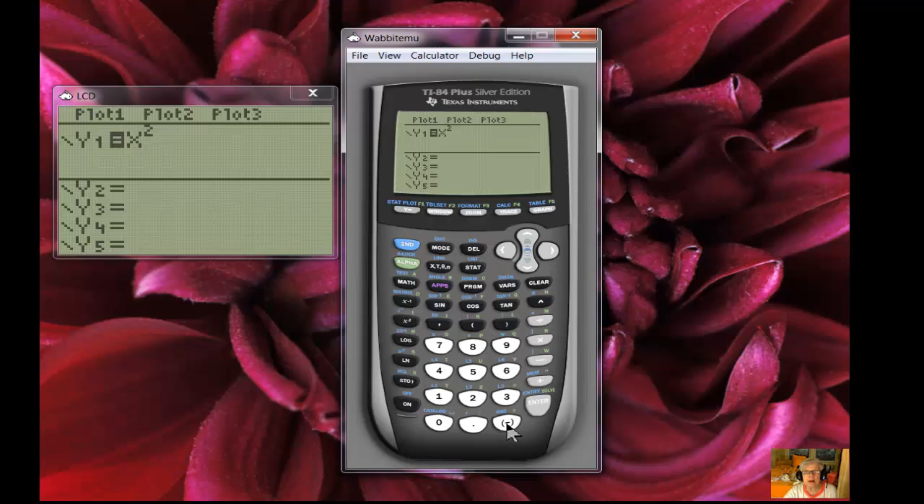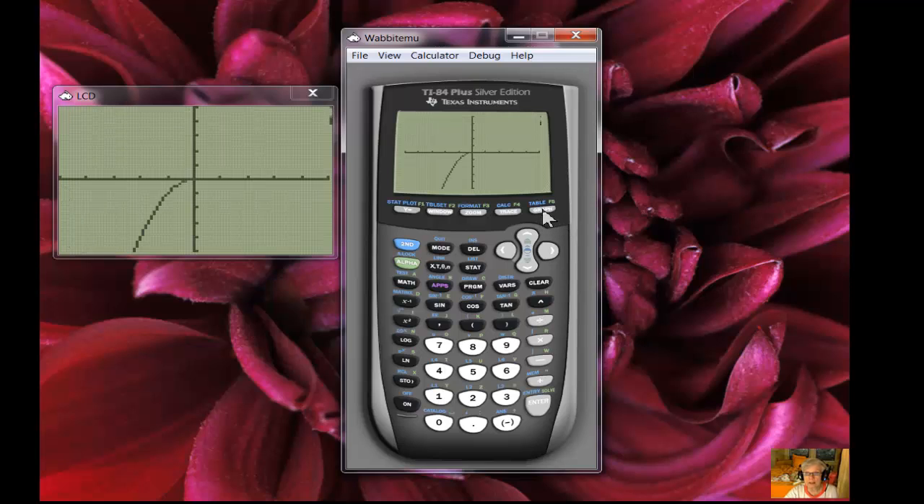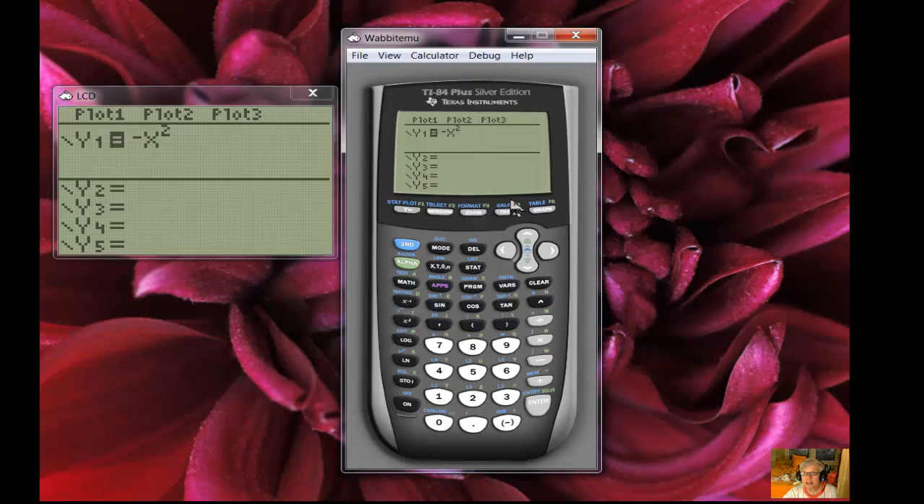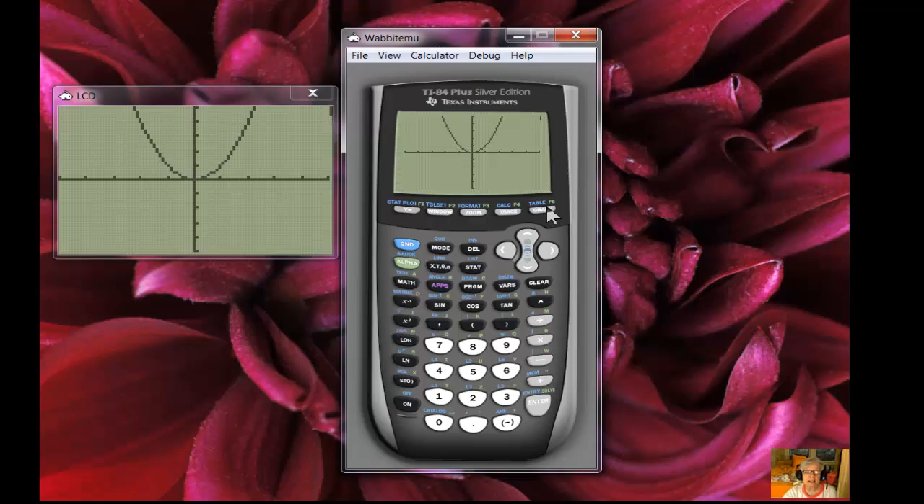And what I want to insert is a negative sign right there. Okay, and now I'll move over to the end so you can see it. I now am going to graph y equals negative x squared. That negative sign in front turns the graph upside down. And we can turn the graph right side up again just by deleting the negative sign. And here's the graph all back the way it was. These are called vertical shifts or vertical translations.